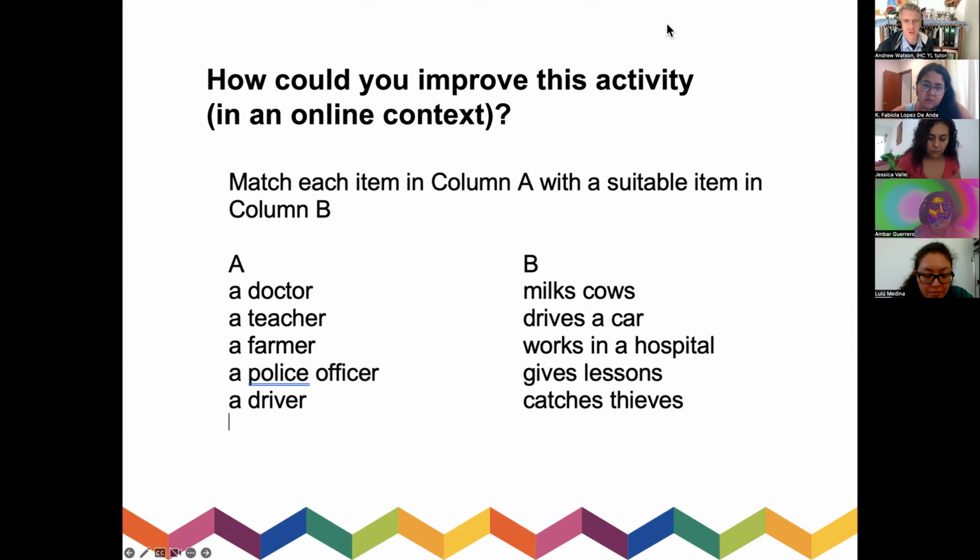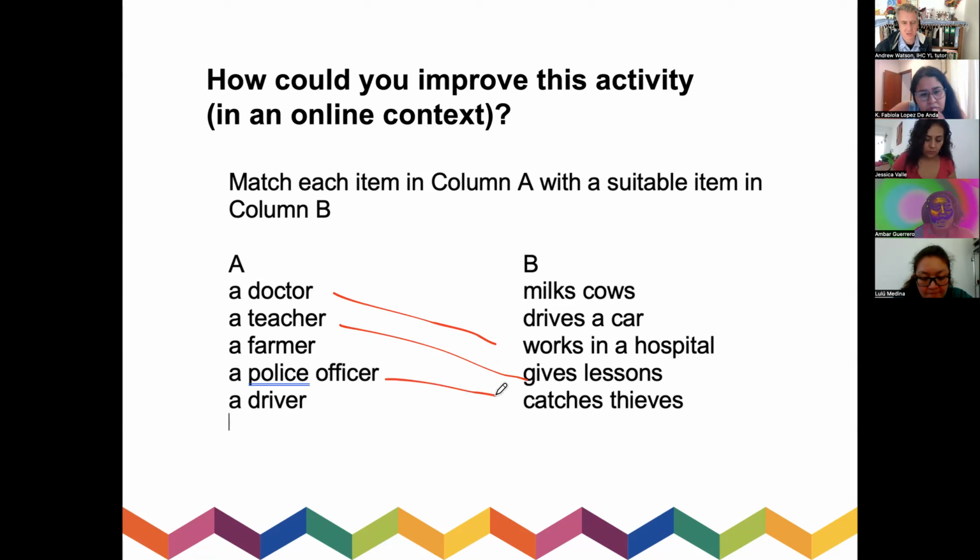Here's another controlled practice activity. If you look at it, it's kind of, duh, right? Doctor works in a hospital, teacher gives lessons. A police officer catches thieves. Driver drives a car. Farmer milks cows. Yeah, not very challenging, is it? But how could you improve it to make it more challenging?